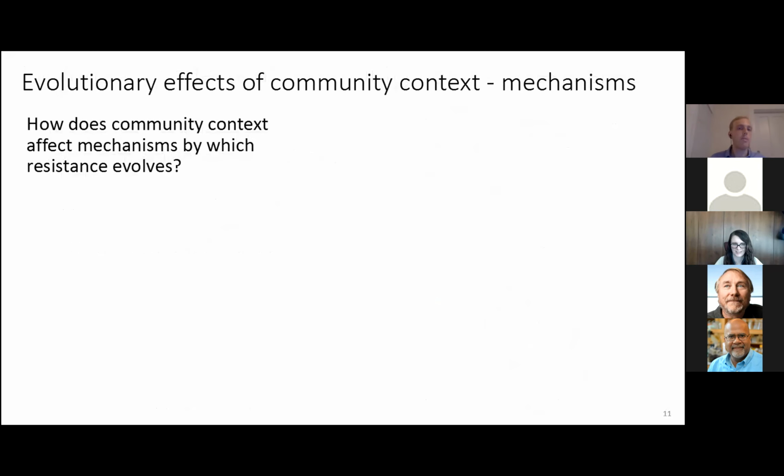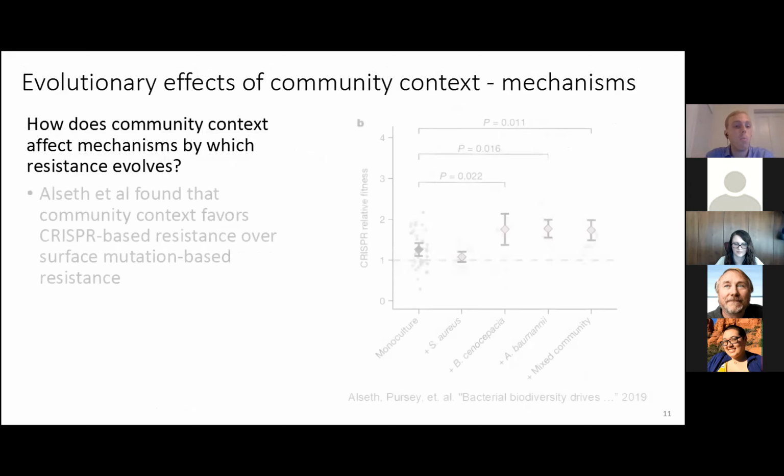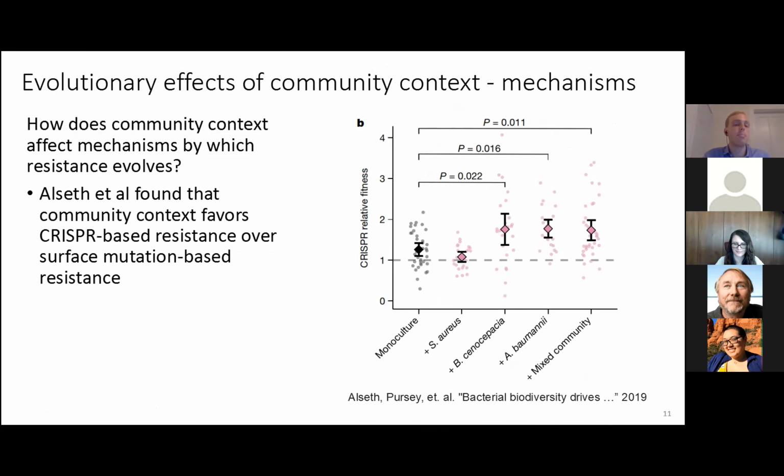Now, what about the mechanisms by which resistance evolves, right? Bacteria have a multitude of mechanisms through which they can evolve resistance to phage infection. And one paper has actually looked at this. Alseth, Pursey et al., published in 2019, this great paper comparing CRISPR-based resistance to resistance via mutations in surface proteins, the surface proteins that phages use to attach. And here they've plotted the CRISPR relative fitness compared to those surface-based mutations on the y-axis.